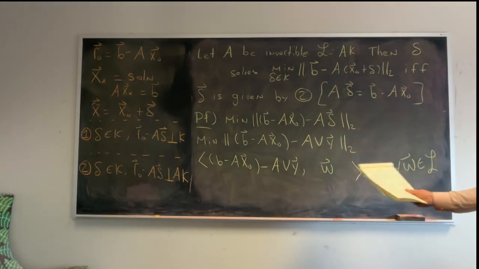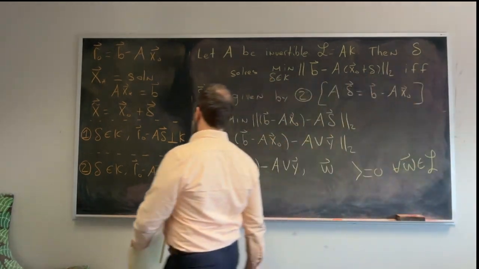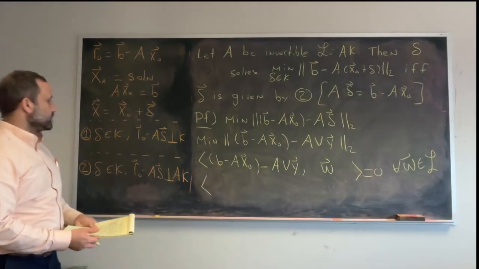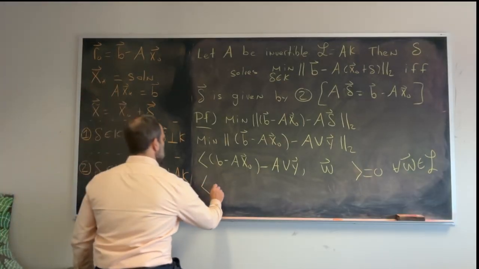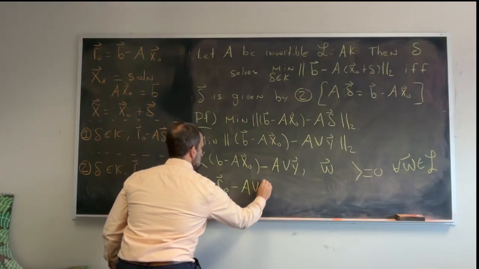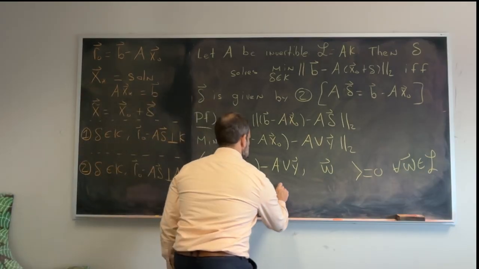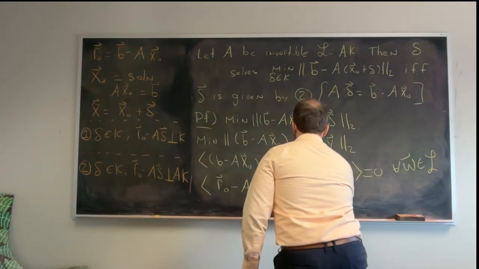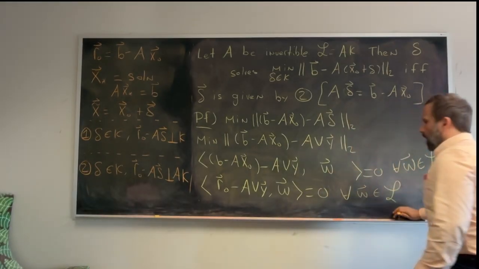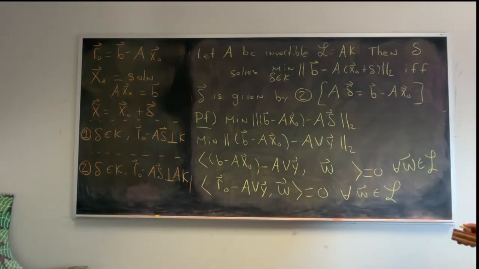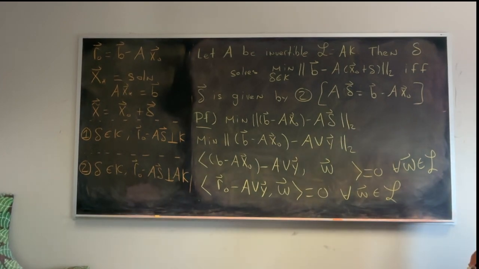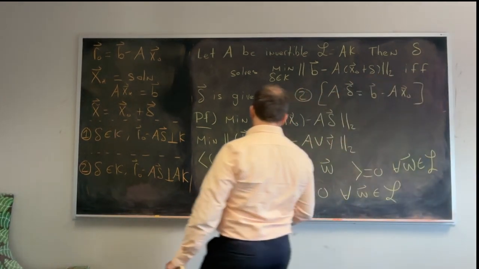Okay, so now let's come back over here to see what we can get. How can we rewrite this a little bit differently? Okay, so B minus AX naught, that's just equal to R naught. So we're going to have R naught minus AVY, W is equal to 0 for all W in L. Okay, but remember what V times Y is. V times Y is just equal to delta. So V times Y, we can just write this as delta.